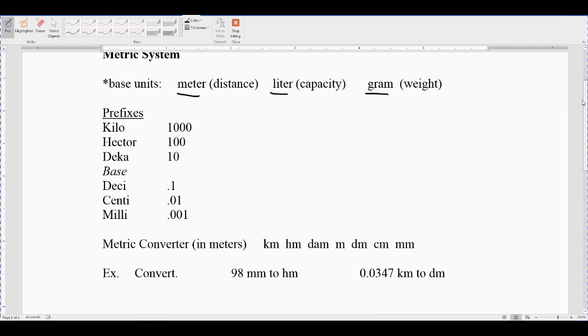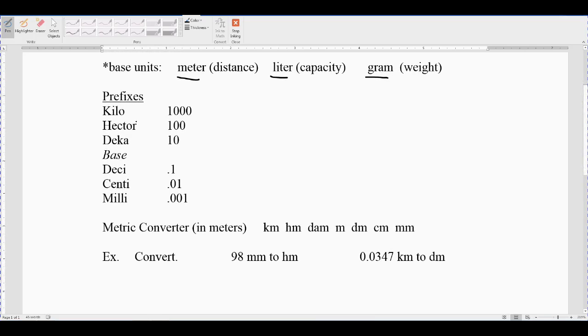We have some prefixes. You probably have seen or heard of kilometer, a kilo, or a kilogram. That's the same as 1,000 of the base units. So if we're looking at meters, let's say the base is meters. We use M for meters, by the way, and L for liters, and G for grams. So km will be the same as 1,000 meters.